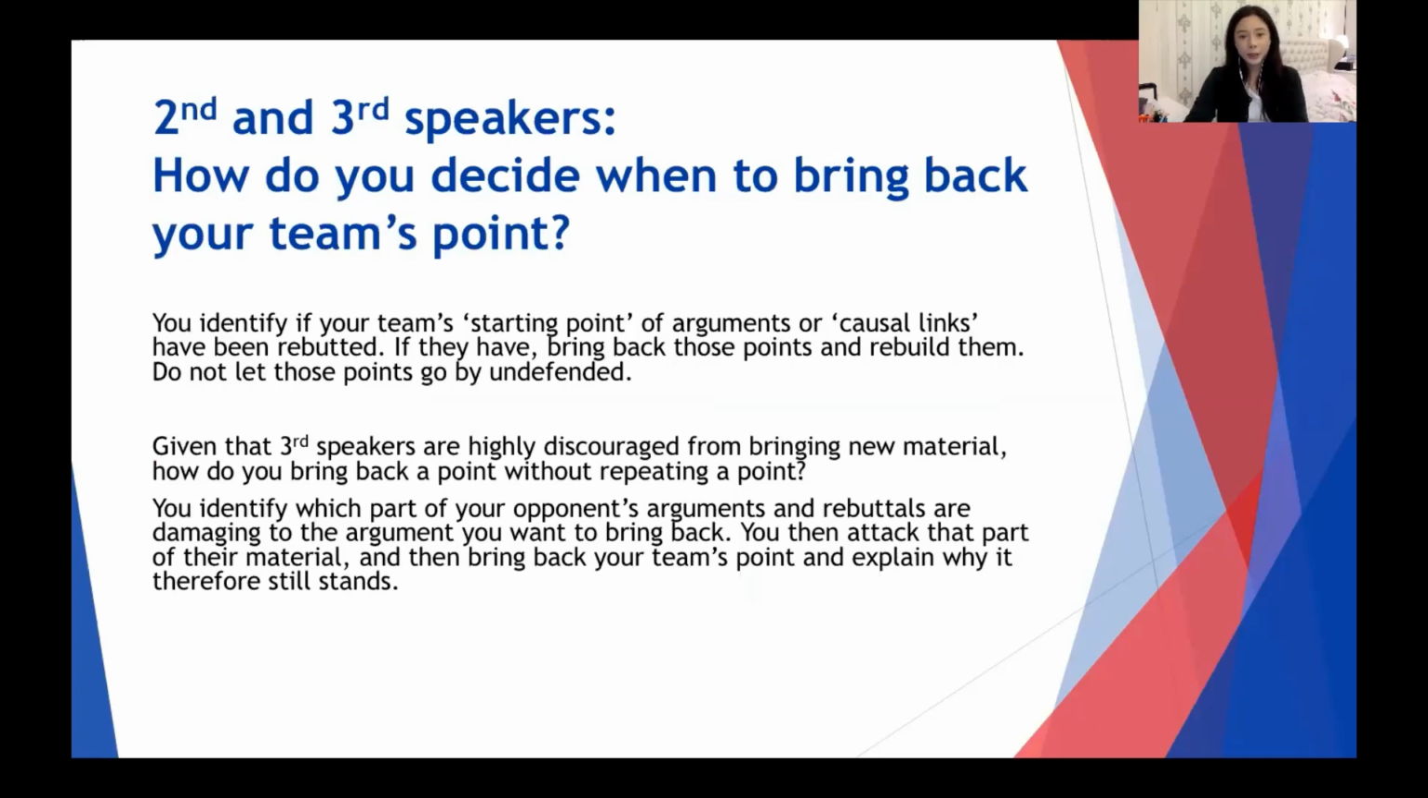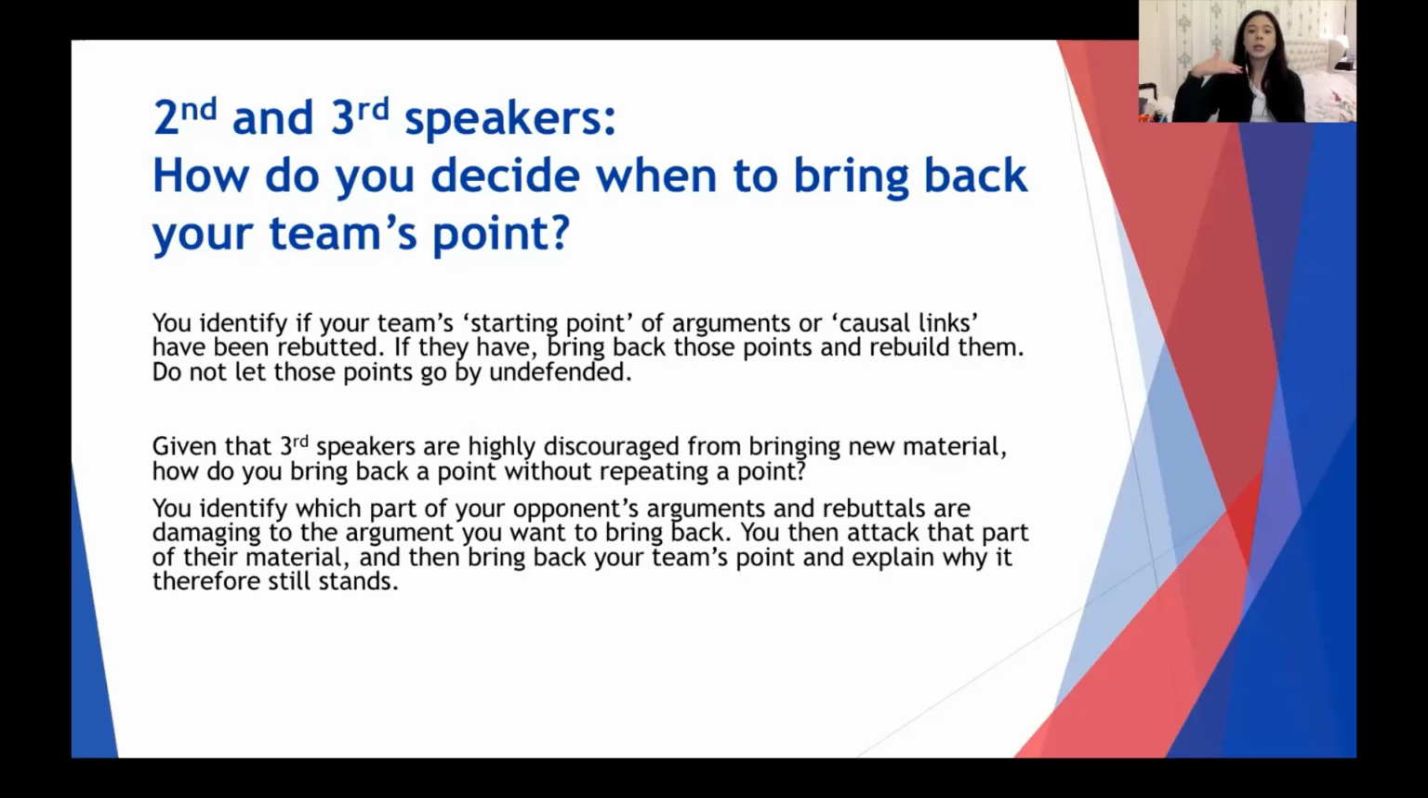So for second and third speakers, there's often this dilemma of how do you decide when to bring back your team's points? So I think you identify if your team's starting points of arguments or causal links have been rebutted. I think this is a good method of identification, right? So you want to ask yourself if the very foundation of your teammates' arguments, the starting point, is being attacked. The other side is like, no, none of that is true, and we think that a lot of the harms or benefits just don't stand because the premise of their argument is not true. You don't want to let them get away with that, right?